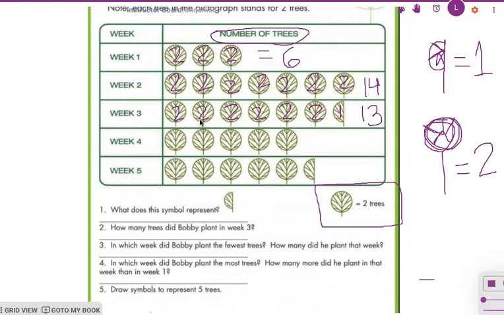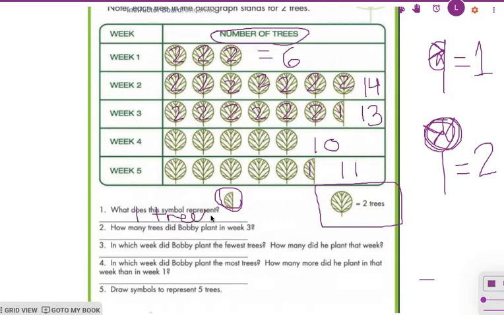So let's do this one quickly. 2, 4, 6, 8, 10, there we go. 2, 4, 6, 8, 10, plus 1 more, 11. Now we're ready to answer the questions. What does this symbol represent? This one here. We know that already. It represents 1 tree, right?